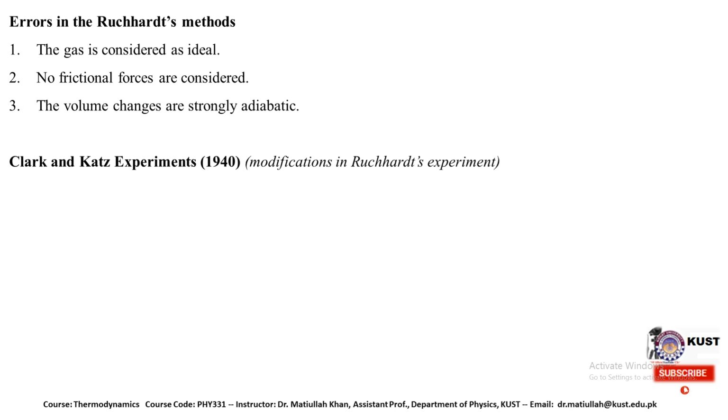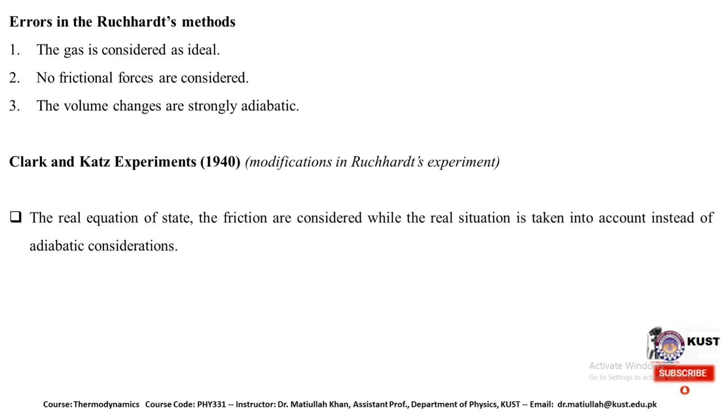That is why the two other scientists, Clark and Kitts, took into account these three disadvantages, or drawbacks, of the earlier experiment. They tried to include these three factors to modify the experiment, and that was named the Clark and Kitts experiment in 1940.